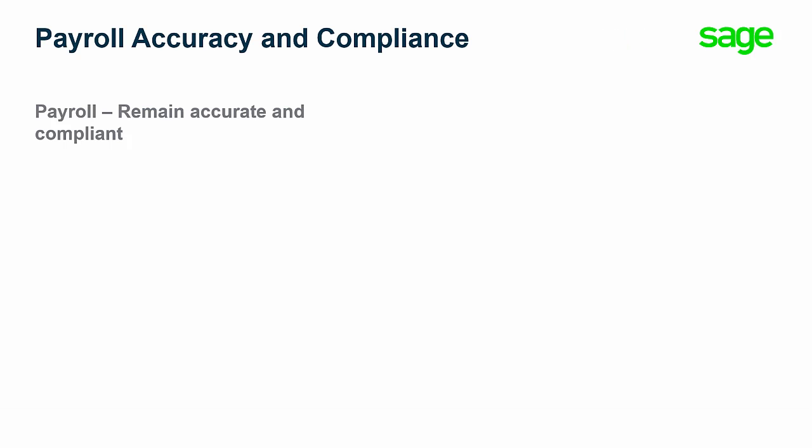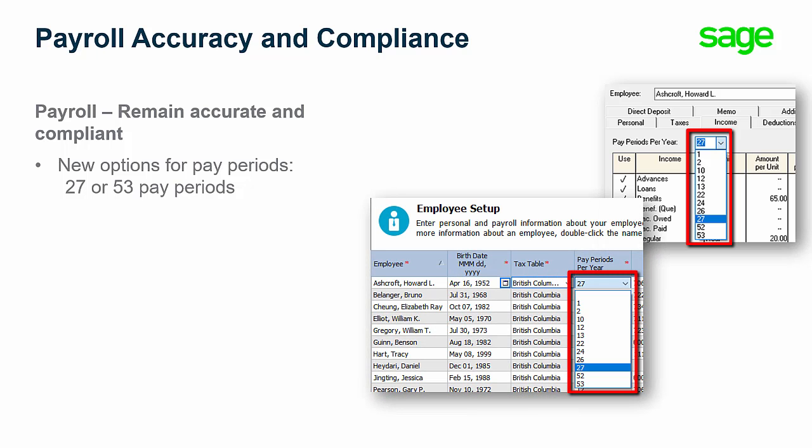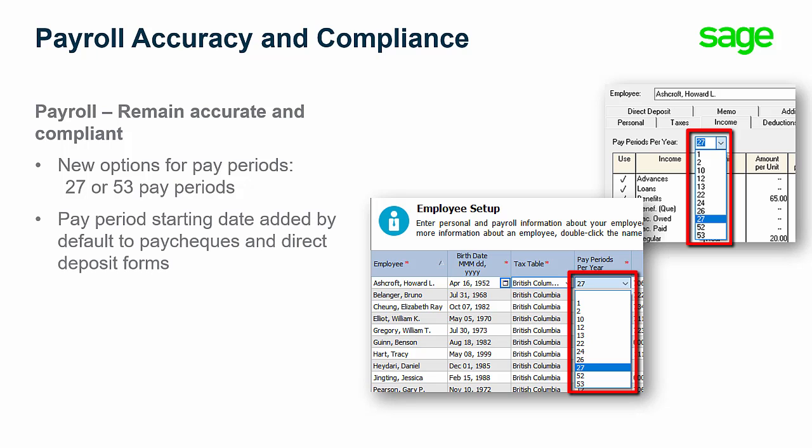When configuring an employee, you can now select 27 or 53 pay periods. This is particularly convenient to ensure accurate payroll calculations in years that have 27 or 53 pay periods. You can select the pay period option for each employee in the Employee Record window or in the Setup Guide, which you can access at any time under the Setup menu.